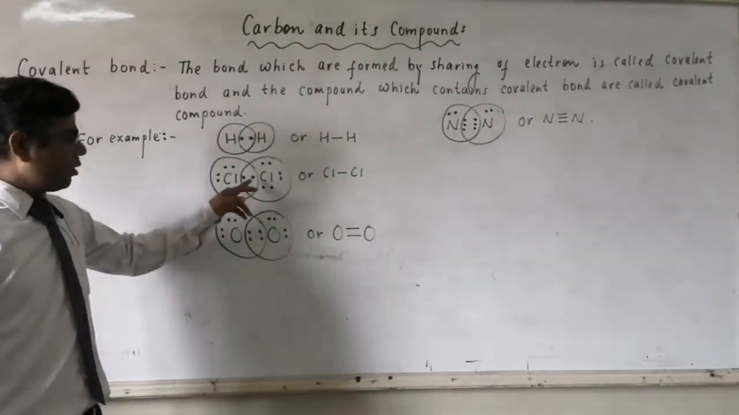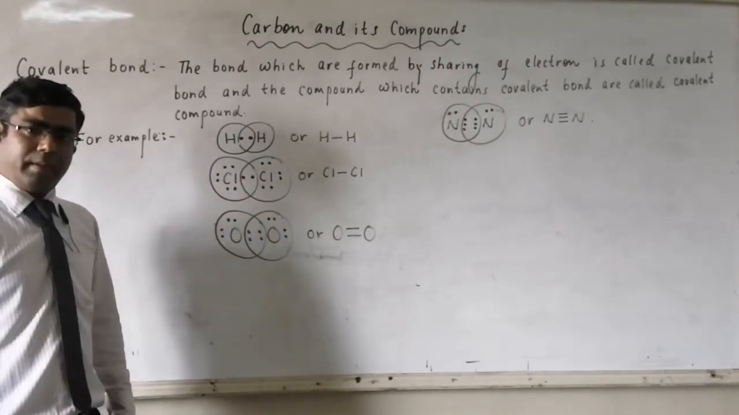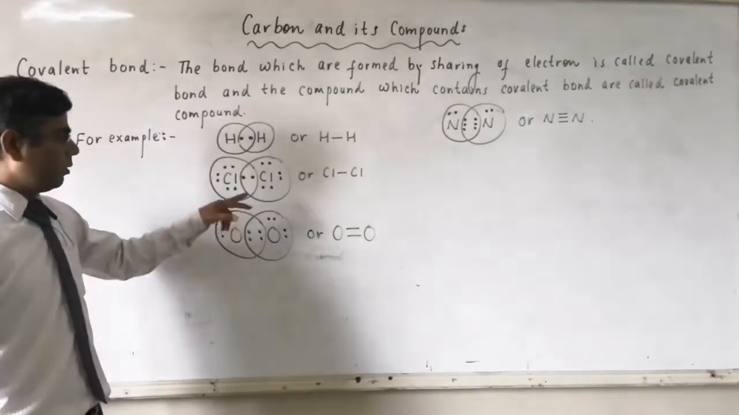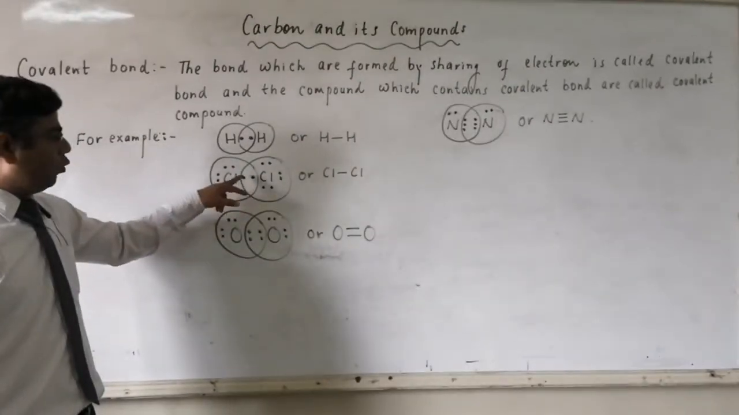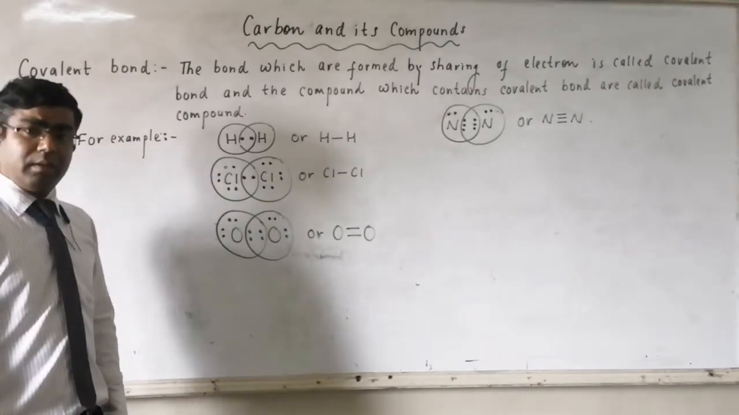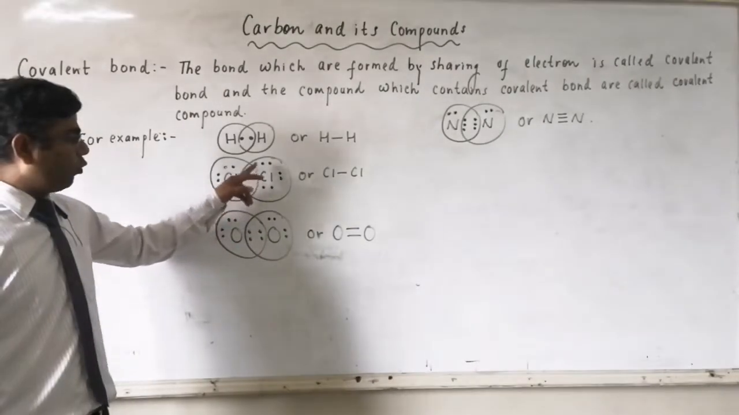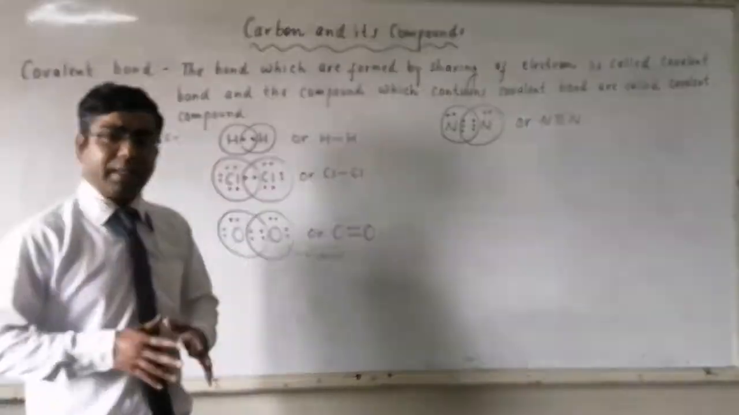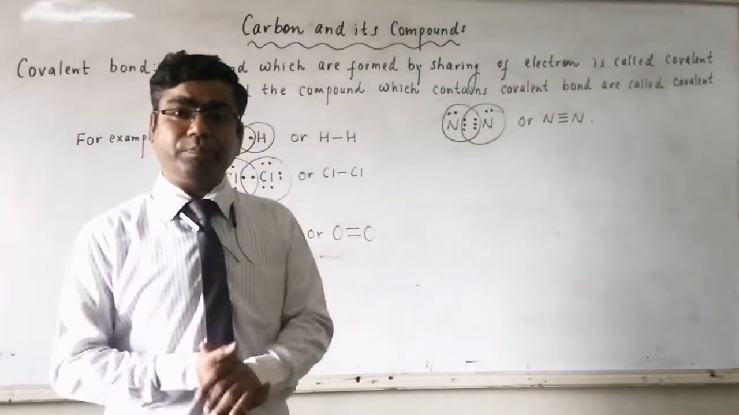Just count. Sharing electron, sharing electron. These electrons are common for both the chlorine atoms. So electrons 1, 2, 3, 4, 5, 6, 7 and 8. 8 electrons for chlorine. Other chlorine 1, 2, 3, 4, 5, 6, 7 and 8. 8 electrons for chlorine. So for both chlorine atoms, the octet is complete.